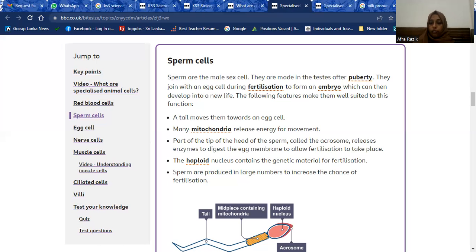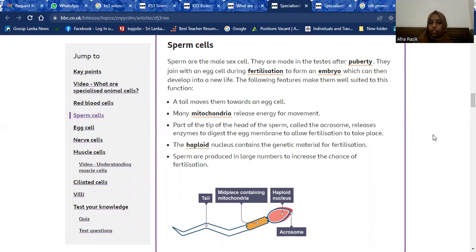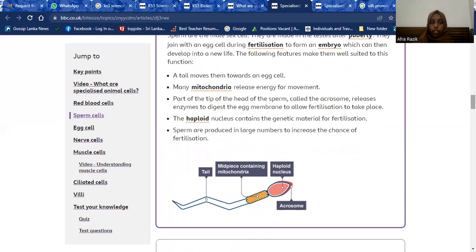Okay, we'll see what features the sperm cell has. It has a tail that moves it towards an egg cell. Semen is a liquid, and when you come to the female reproductive system, the cervix and inside, you have a watery structure. So due to this tail, they can swim through the female reproductive system very fast. The tail gives them easy locomotion that helps them swim faster towards an egg cell.